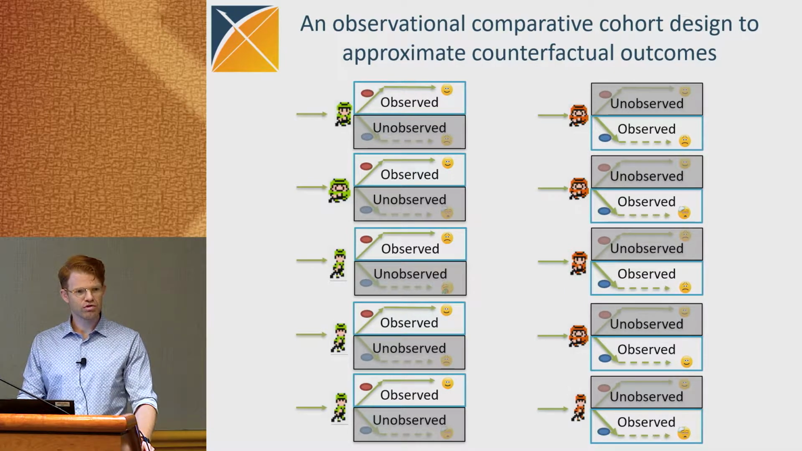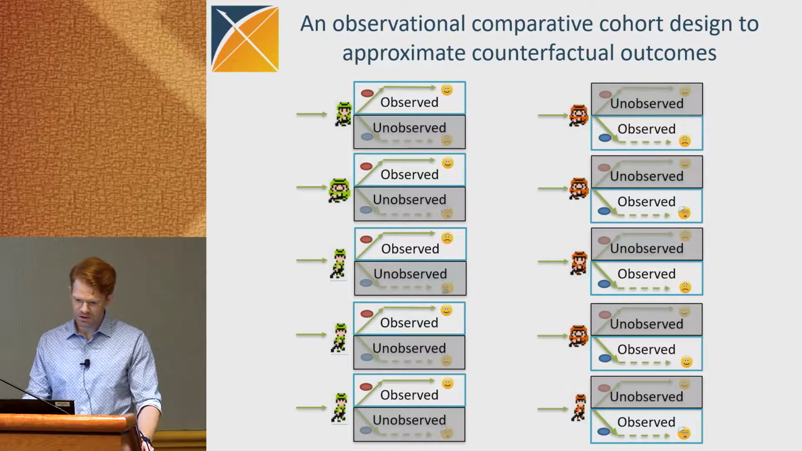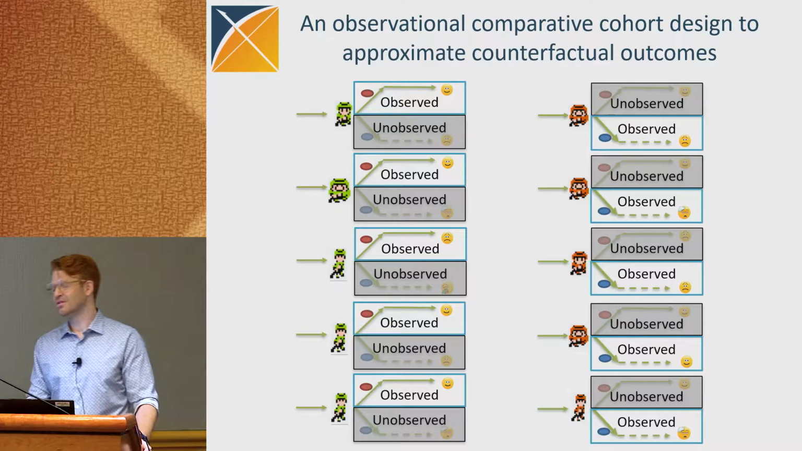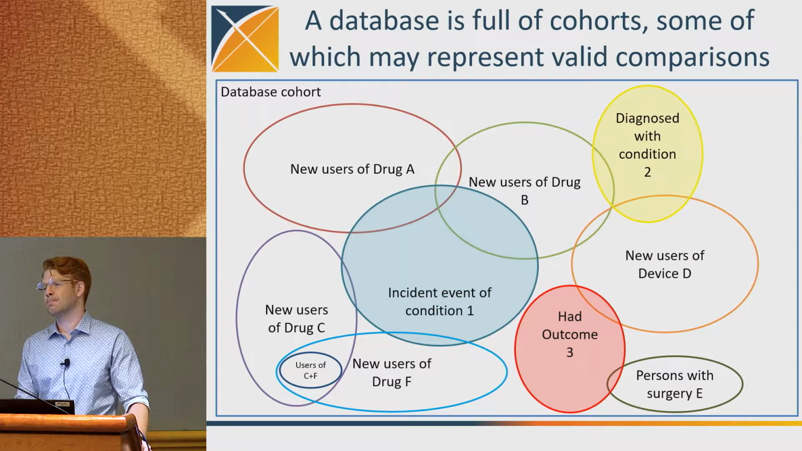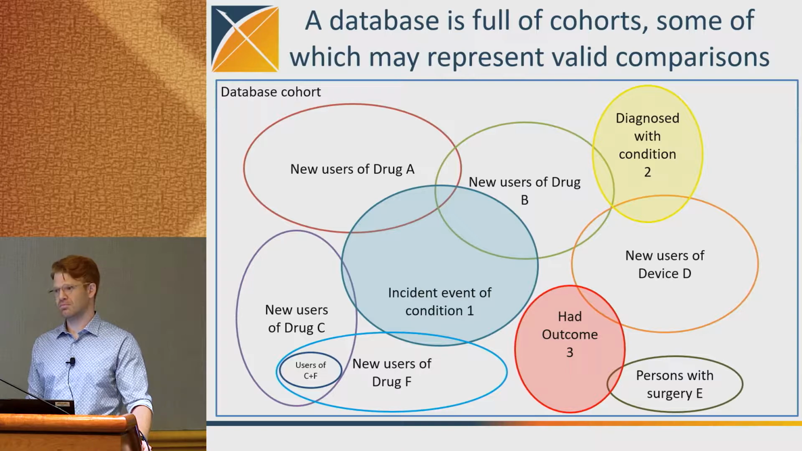Any questions so far? Okay. Can I ask a question about that last piece? Yeah. So you're saying traditionally, what you do, for example, is create two cohorts, which is new users of device D and persons with surgery E. Mm-hmm. And then you define some outcome, and so you really only count the overlapping part with had outcome 3. Yep.